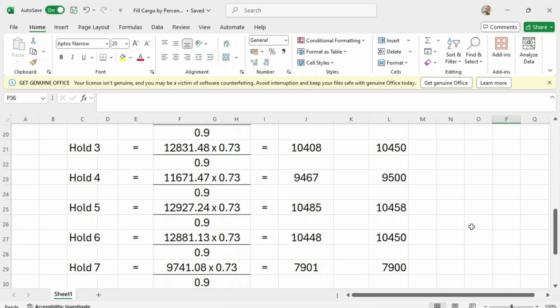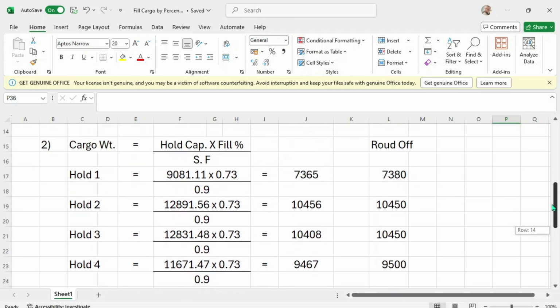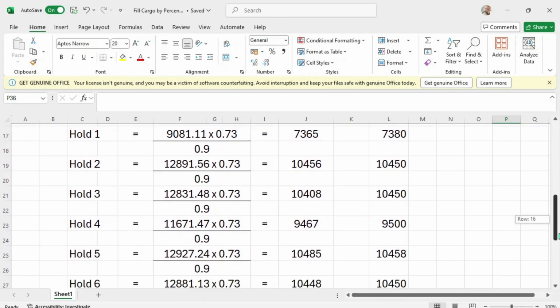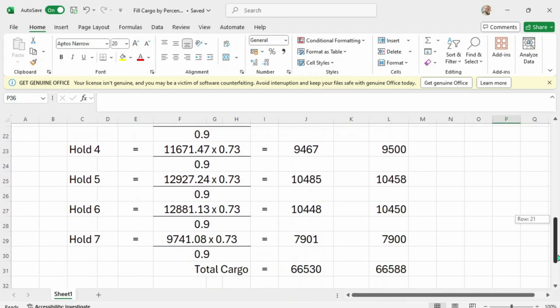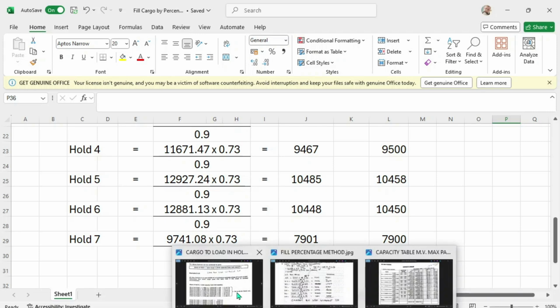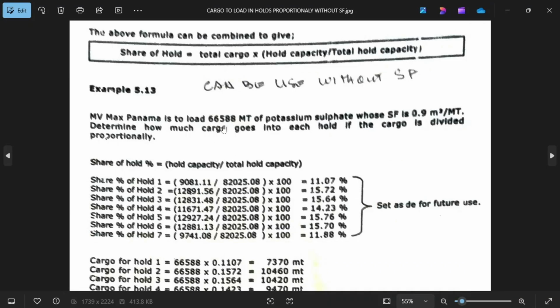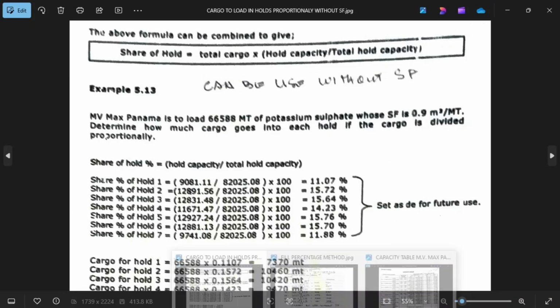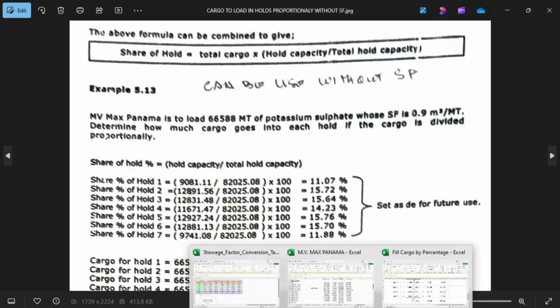When you add this cargo from 1 to 7, the total cargo will be 66530, which is less than your total cargo of 66588.